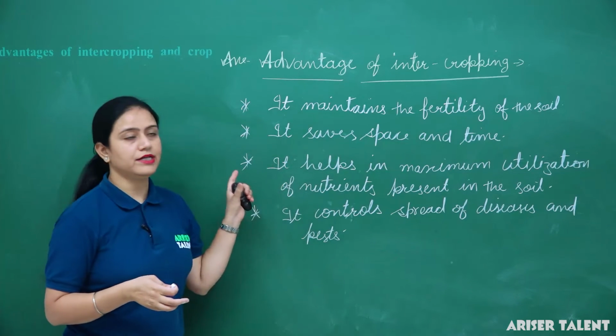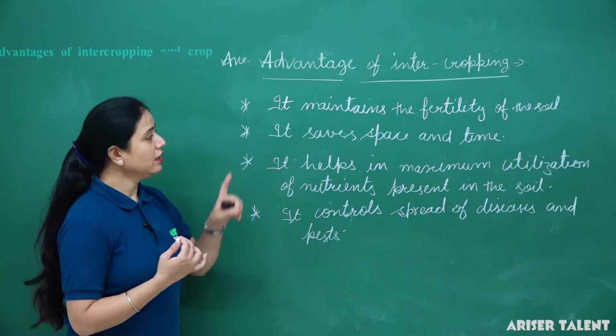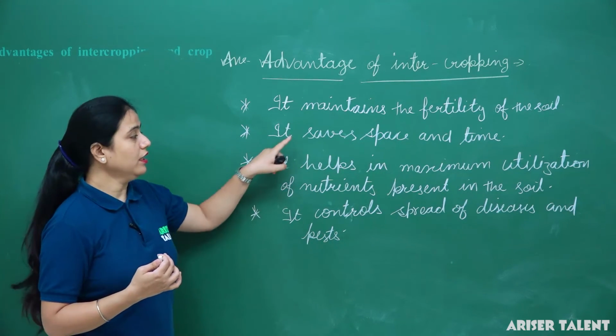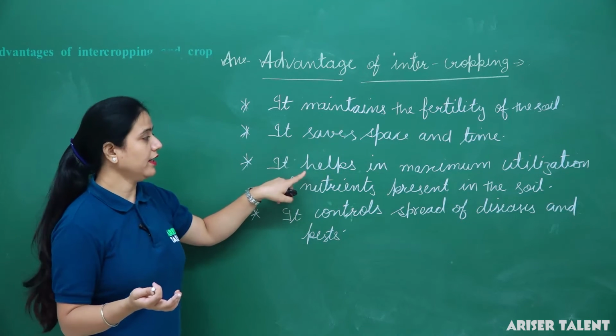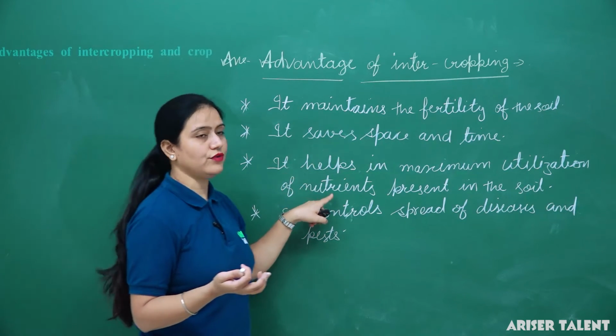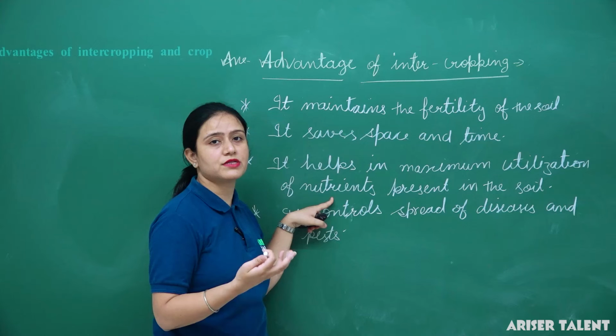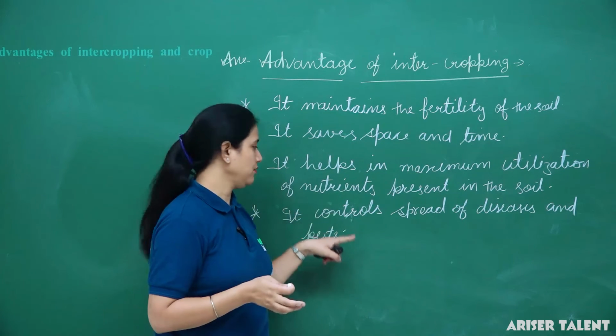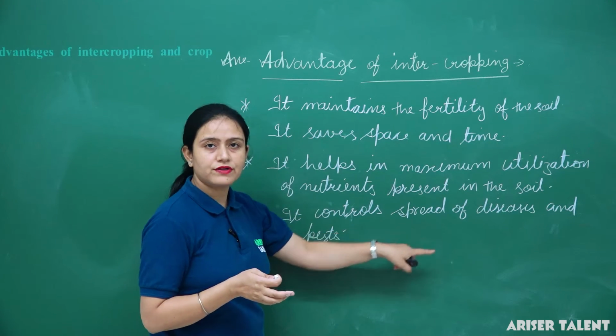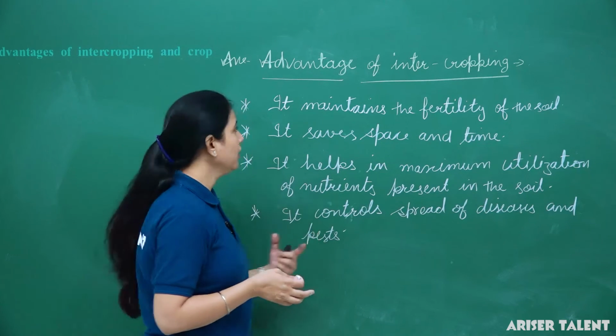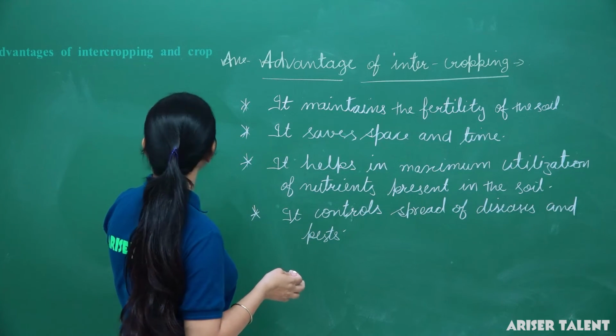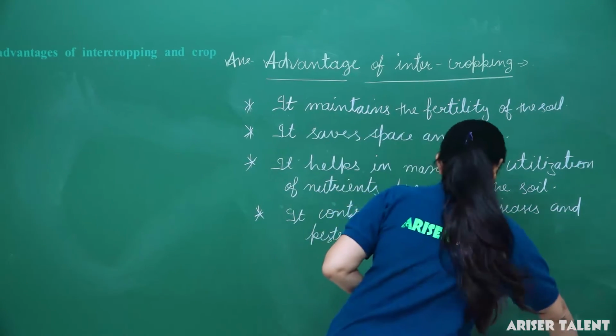So these are the advantages of intercropping. What are they? It maintains the fertility of the soil. It saves space and time. It helps in maximum utilization of nutrients present in the soil because different crops are grown in the same field at the same time, and it controls spread of diseases and pests. Now, next is advantage of crop rotation.